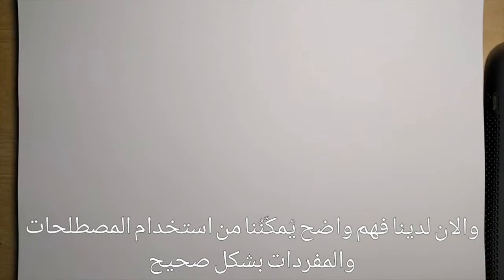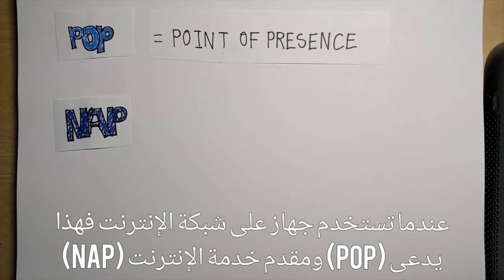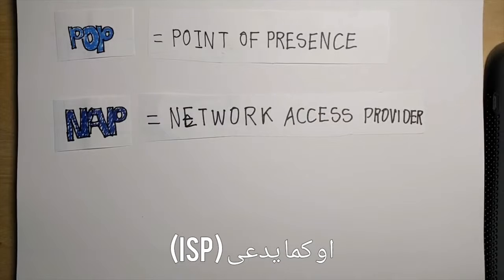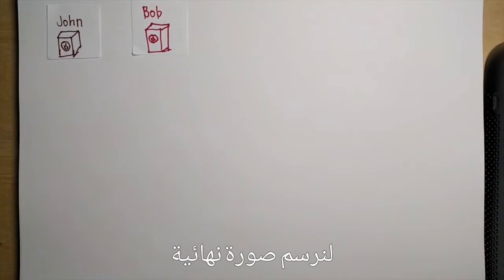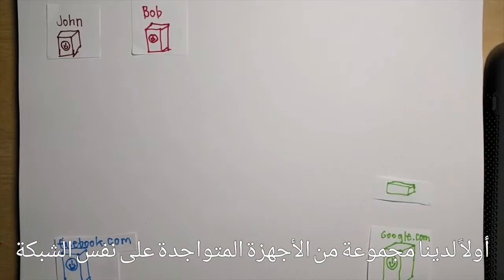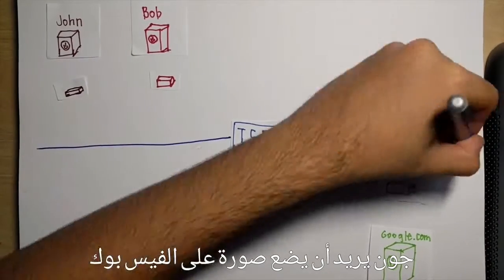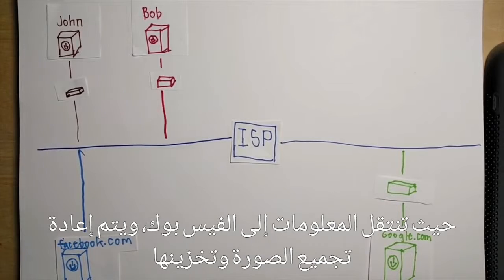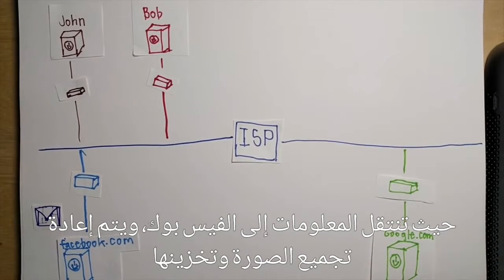Now that we have a solidified understanding, we can connect some terminology. When you use a device on the internet, it is a point of presence, or a POP. And the internet service provider is a NAP, or a network access provider, who allows you to get onto the internet. Let's draw our final picture. First, we have several devices on the same network. Here is John and here is Bob. John wants to put a picture on Facebook, so John uploads from his POP to the NAP, where the information travels to Facebook's POP, where the image is reassembled and stored.